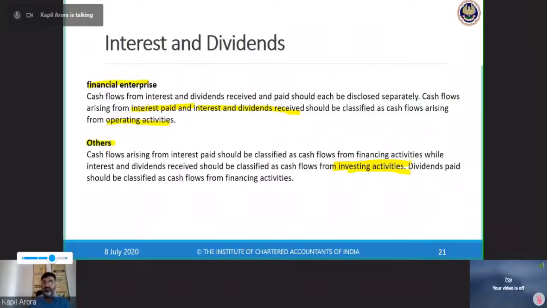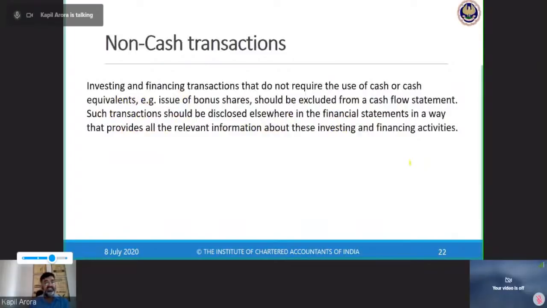We have already understood the concept earlier. Non-cash transactions, like issue of bonus shares, which we discussed in the beginning, and depreciation, all those items should be excluded from the cash flow statement. These items need to be disclosed in the financial statements, maybe in the P&L, balance sheet, or notes to accounts, wherever it is required. Hope this is fine. So I think we have already discussed all these issues.